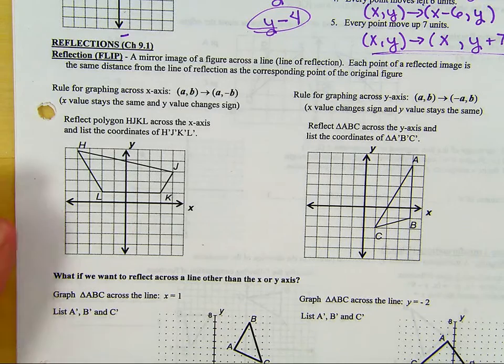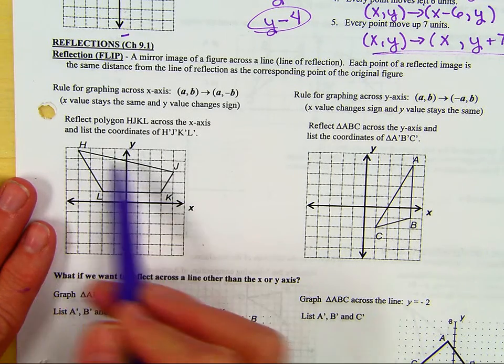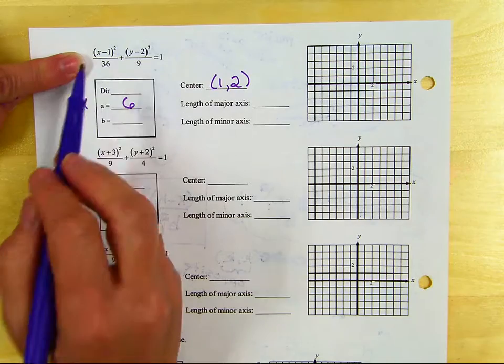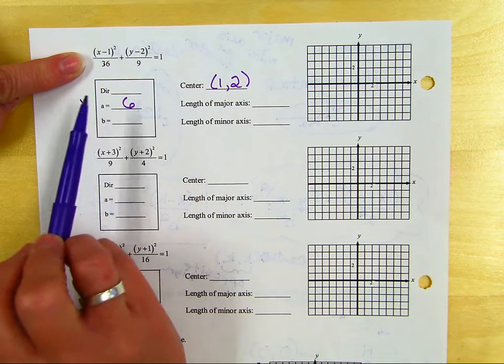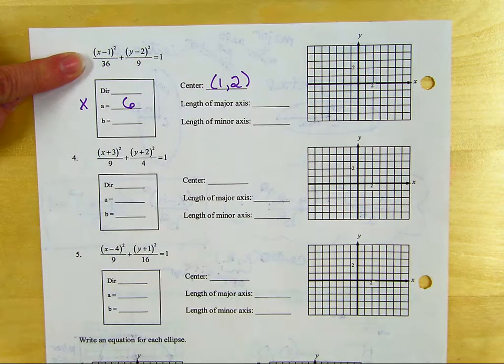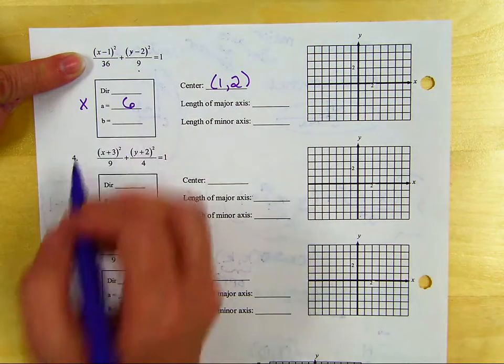So I'm going to reflect this polygon, HJKL, across the x-axis. This is important. You have to know what you're reflecting across. That's not the huge deal. The huge deal is to remember so that I don't lose track of what I'm supposed to be doing. In the y direction, I'm going to highlight the x-axis. That's what I'm going to reflect across.